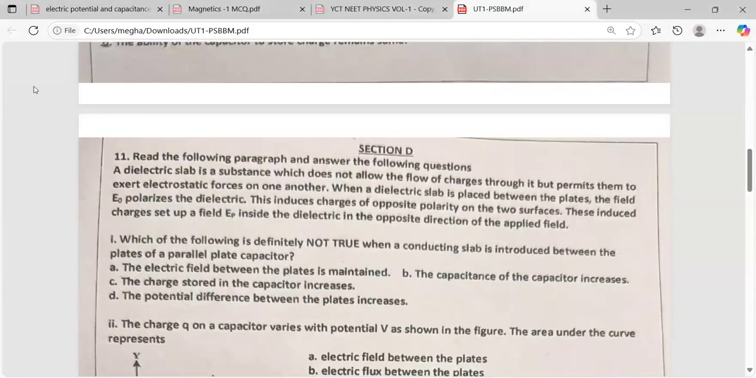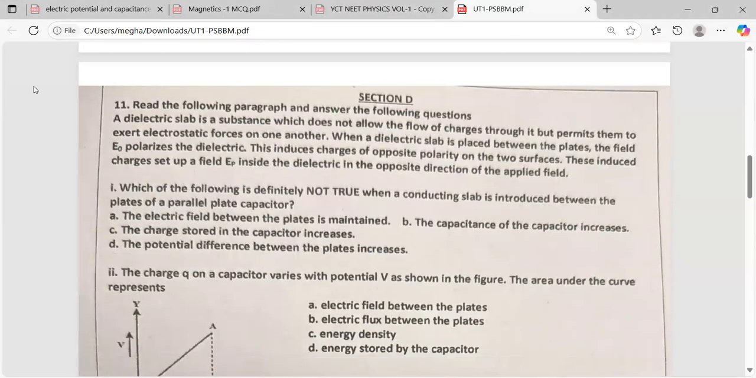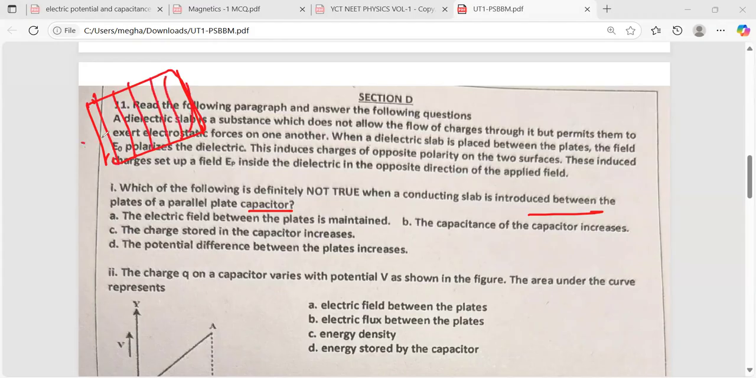Next, read the following paragraph. Which of the following is definitely not true when a conducting slab is introduced between the plates of the parallel plate capacitor? When a conducting slab, a conductor, is placed between the plates of the capacitor, what happens to the electric field? E is equal to E naught by K. So K is infinity. So therefore the electric field will be equal to 0 when you place a conductor. But in the first case, it is given that the electric field between the plates is maintained, which is not true over here. So therefore, this is the correct option.